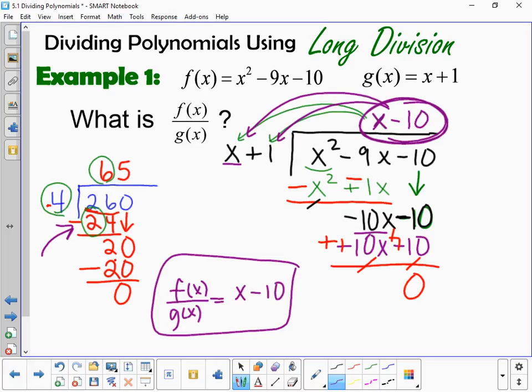And we have completed our first long division with polynomials. It's a bit intense, but I promise you, keep trying at it and you will totally get the hang of it.